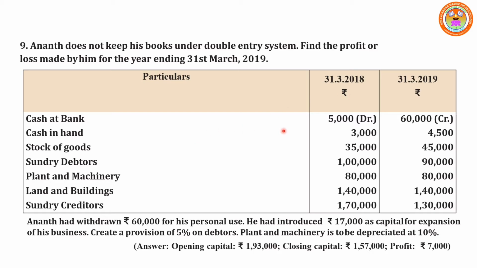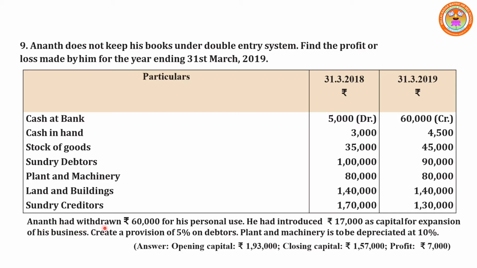Look at the first one, cash at bank. Year beginning 5000 DR debit balance. So favorable balance. Bank balance shows favorable. That means it will be shown under asset side. Whereas year end value 60,000, credit balance. That means bank balance shows unfavorable. So this amount will be shown under liability side. Next one, cash in hand, stock of goods, sundry debtors, plant and machinery, land and building, and sundry creditors.